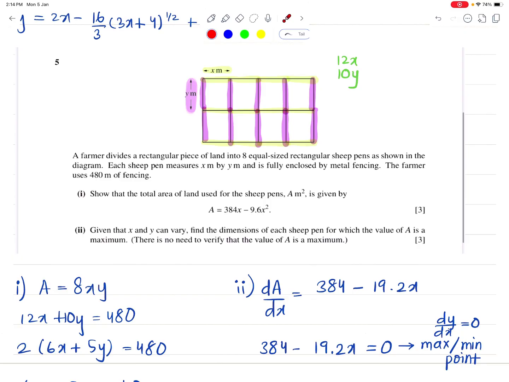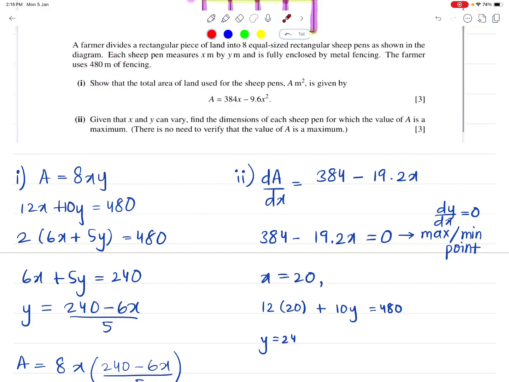I can say that this is x, and how many such lengths do we have? We have 1, 2, 3, 4, 5, 6, 7, 8, 9, 10, 11, 12. That makes it 12x. Similarly, for y meters, I need to cover these pink lengths, which is 1, 2, 3, 4, 5, 6, 7, 8, 9, 10. So 10y. Now I can add both of these up and put it equal to 480. And this is what I did over here.